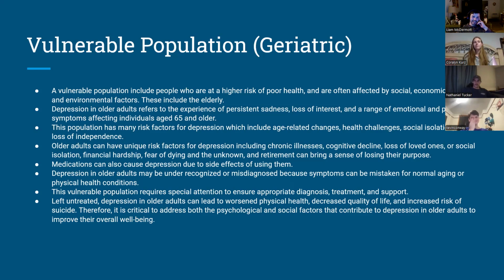As environmental factors, depression in an older adult usually refers to a persistent experience of sadness, loss of interest, and a range of emotions and physical symptoms that affect those age 65 and older. These types of depression can include major depressive disorder, persistent depressive disorder, seasonal affective disorder, and premenstrual dysphoric disorder.